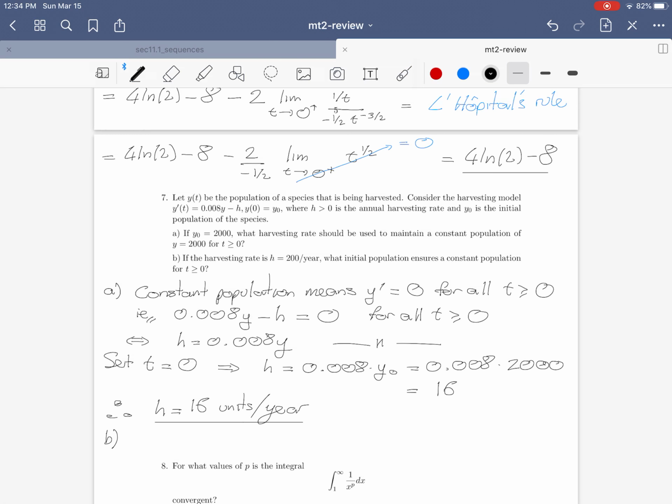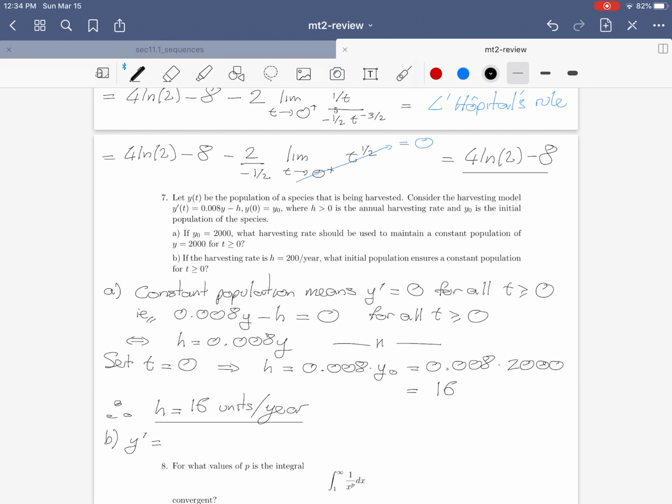If you're doing harvesting, both of these are interesting questions that you might want to ask, because if you're harvesting, you generally don't want your population to shrink and you don't want your population to blow up. So here's the same idea.